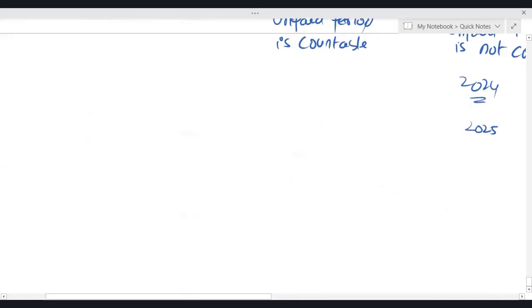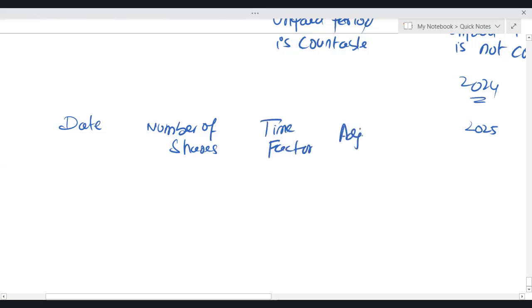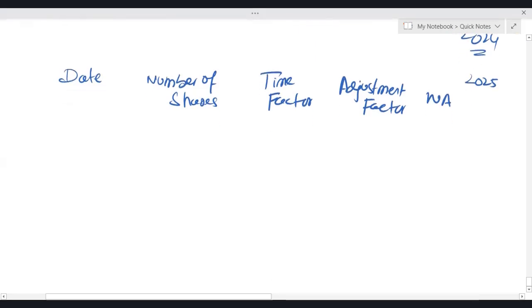Now, when we say weighted average ordinary shares, how do we actually calculate it? Obviously, the first column is date. Another column is number of shares. Then we go for time factor, then adjustment factor, and finally weighted average. So these are the 5 columns we use for calculating weighted average ordinary shares.